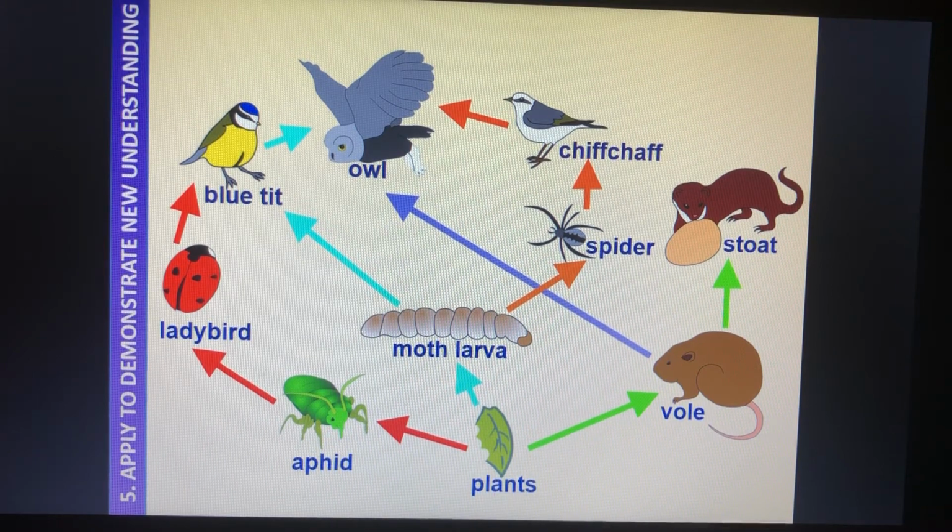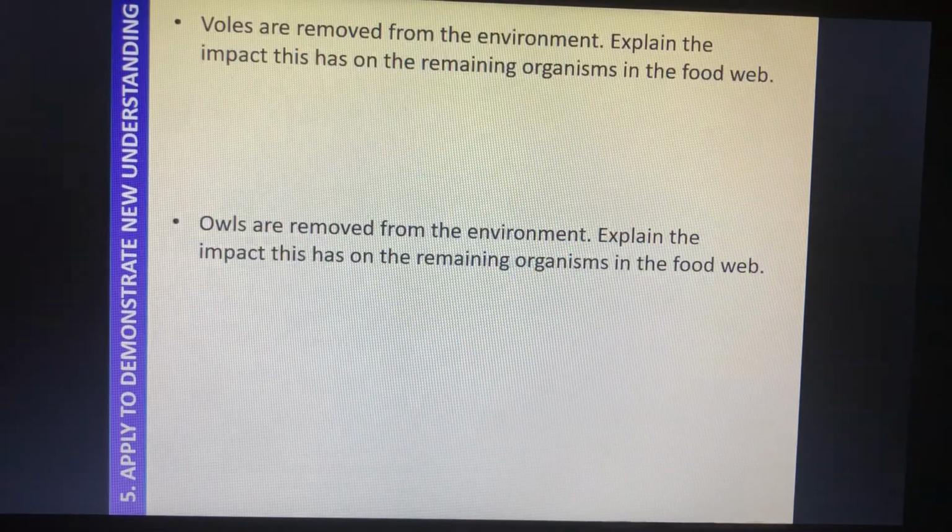Now, if the vole is removed, there'll be no food for the stoat, so the stoat will become extinct. Or it could find a new food source, but at the moment it looks like it just eats the vole. If the vole is removed, there'll be less food for the owl, so it will rely more on its other food sources, the chiffchaff and the blue tit. If the vole is removed, there'll be more plants for the aphid and the moth larva. So quite a lot of impacts there. Don't need to write any notes for that.